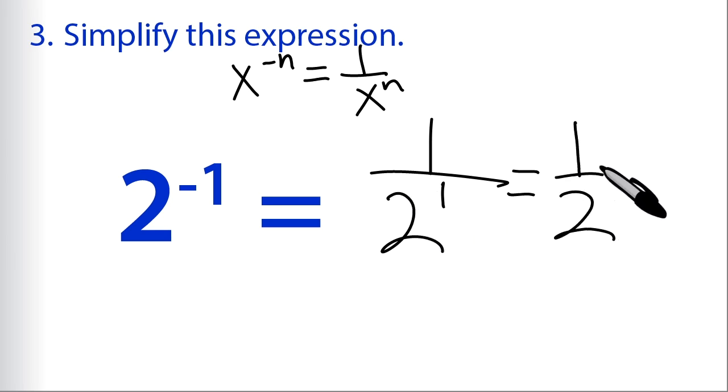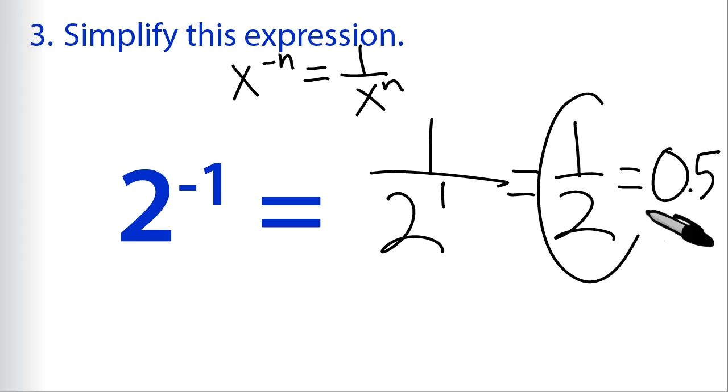And of course, 1 over 2 is 1/2, and so we could also write it as 0.5. But probably this version here, just 1 over 2, is the best way of writing the answer, the simplified form of 2 to the negative 1.